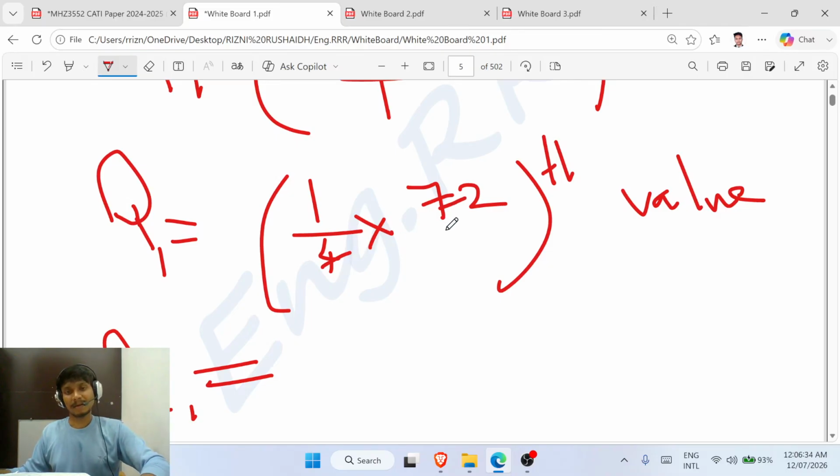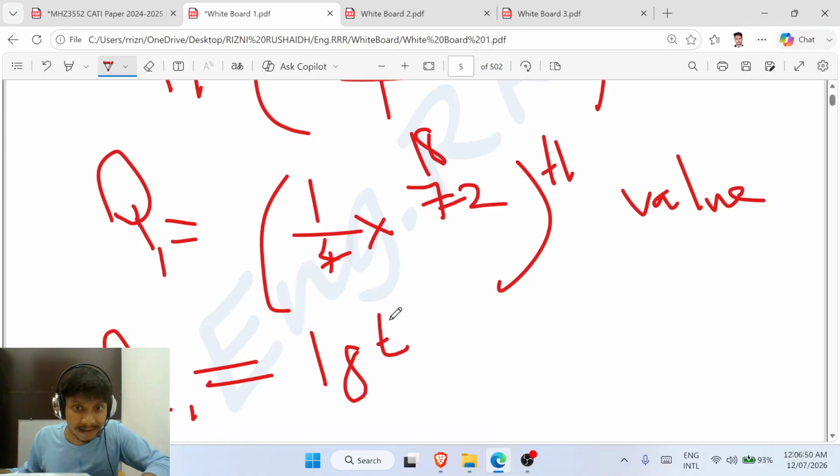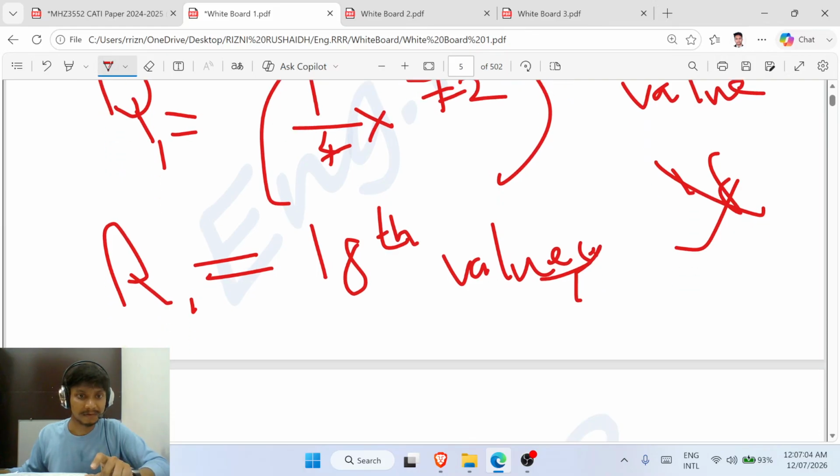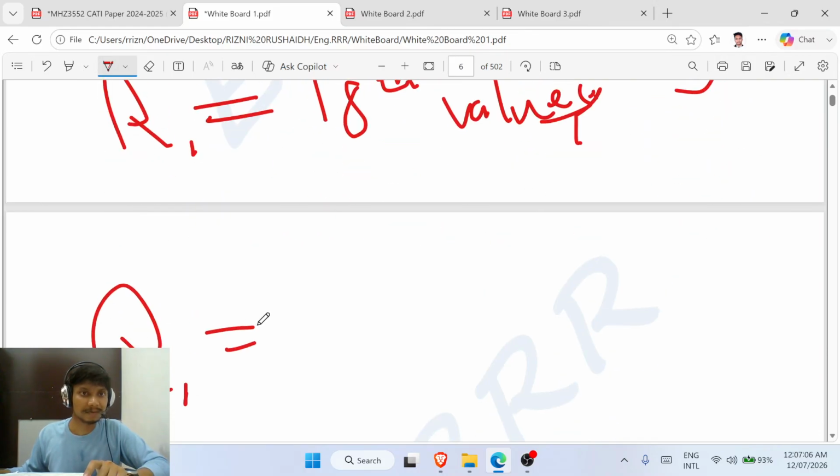If we divide the 72 by 4, we have 18. 18 into 4 is 72, correct. Therefore, Q1 is equal to 18th value, not 18. It's very important. Not 18, 18th value. Therefore, how to find the 18th value?